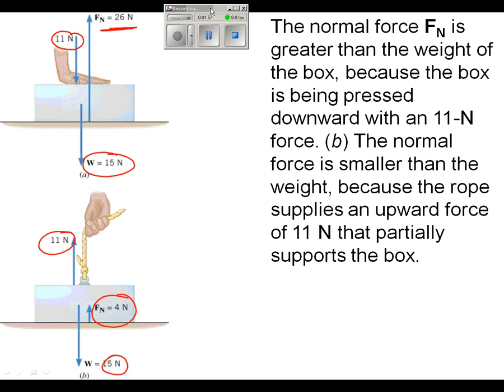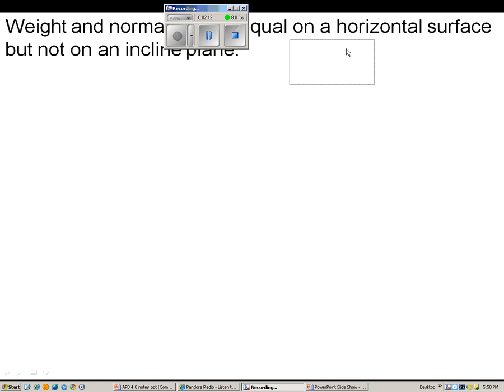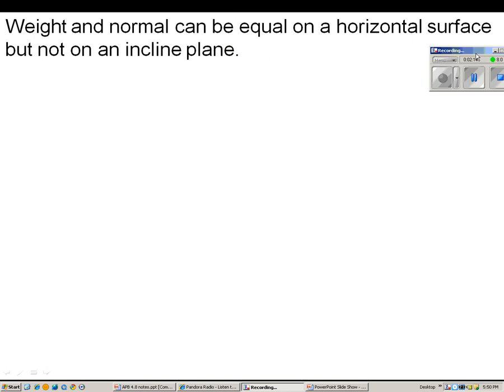Since this box is not accelerating in either of the two pictures, the force upwards has to be equal and opposite to the force downwards. And the force that the surface pushes up against the box with is called the normal force. Weight and normal can be equal on a horizontal surface, but not on an inclined plane.